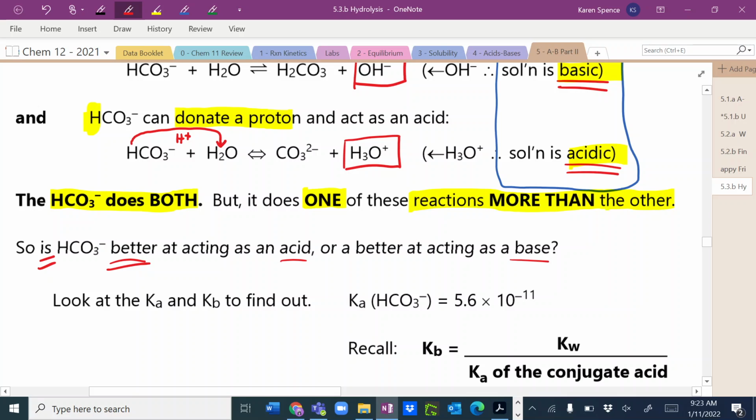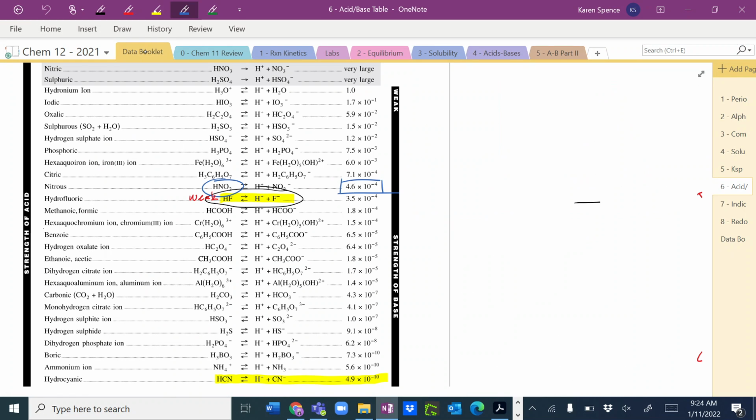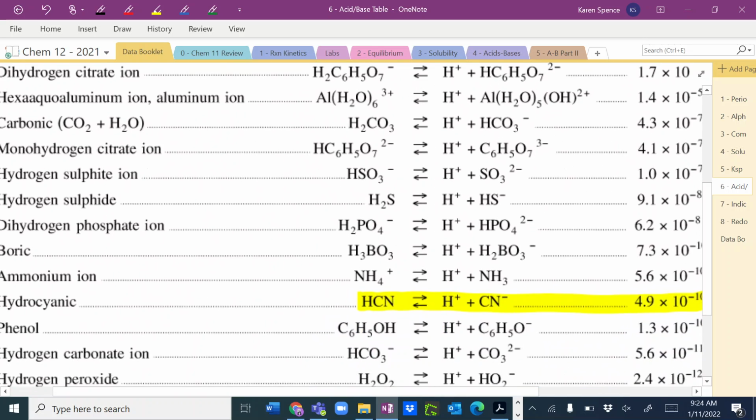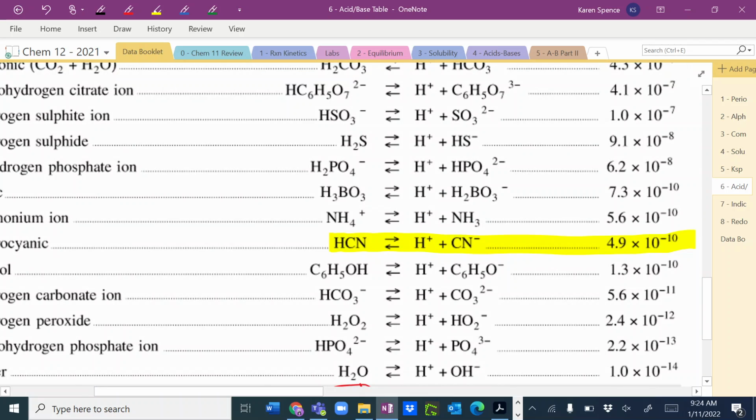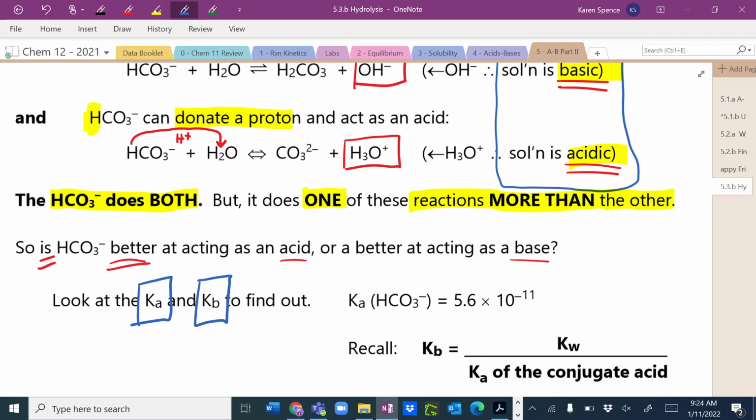And the way we can tell that is we can look at the Ka and the Kb of HCO3. So that's really straightforward for Ka. We simply go to our data booklet and we look up HCO3. That is down here somewhere near the bottom-ish. Oh, there it is. HCO3 minus. This is acting as an acid, so we're looking up its Ka, and that's 5.6 times 10 to the negative 11. Okay, so that's what we've written here. Just look it up.